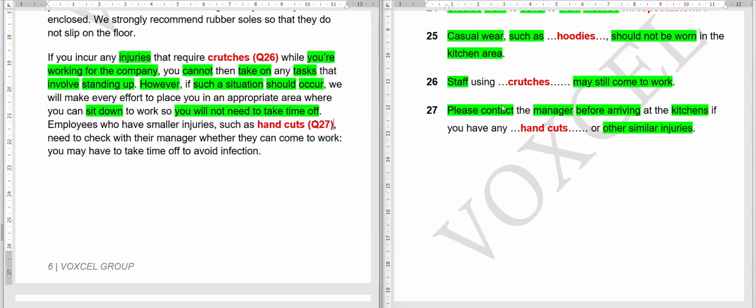Okay, so here they're saying please contact the manager, where it is written you need to check with their manager. So basically contact their manager, whether they can come to work or not before coming to work. Whether you are allowed to work or not, you have to check before coming to work. There is no use of arriving at work and then asking the manager, am I allowed to work or not? Even if you are not allowed to work, you have wasted just your travel time and money. So before coming to work. Okay, so the question here is about injuries. I hope it is clear.